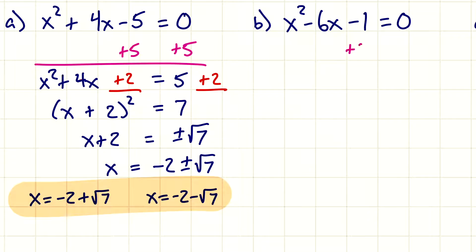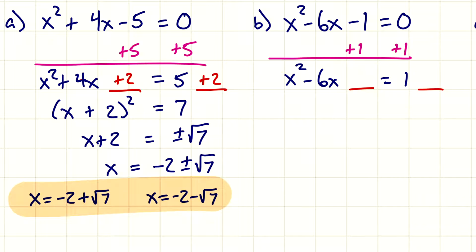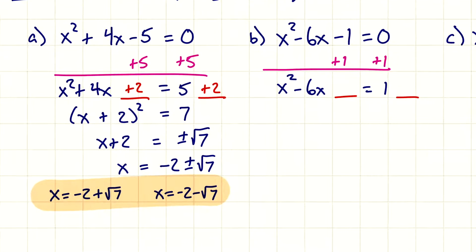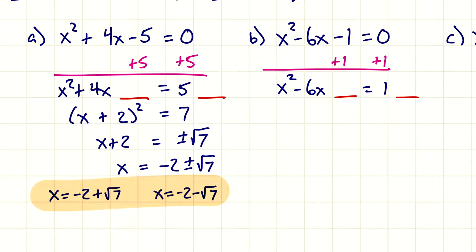Let me add 1 to both sides. We're left with x squared minus 6x equals 1. And then I'm looking to see what number I add to both sides. I'm going to look at this 6. So I have a negative 6. Half of negative 6 is negative 3. I'm sorry, I made a mistake on here. I can't believe I did that. My bad. This is all wrong.